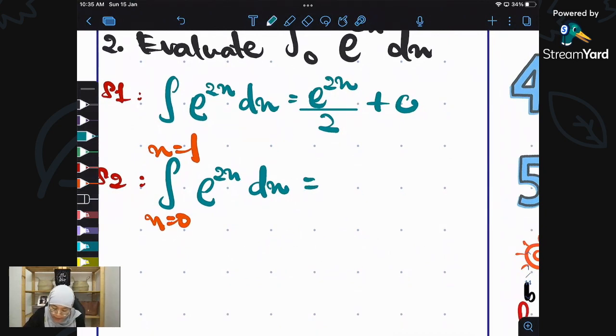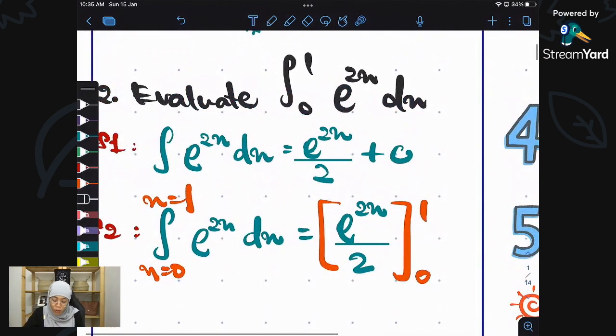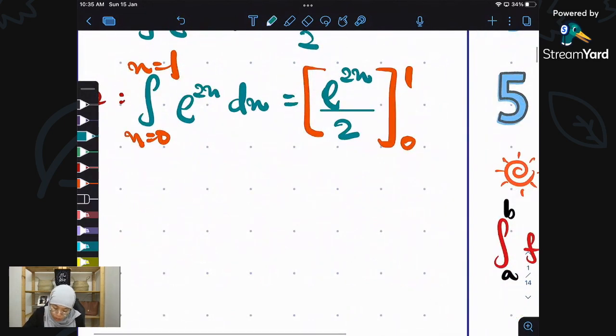We take back the answer above, but then we don't put any more plus c, but we put a big bracket with the limit from 0 until 1. Right? From the question here, it said from 0 until 1. So that is what we are going to solve.